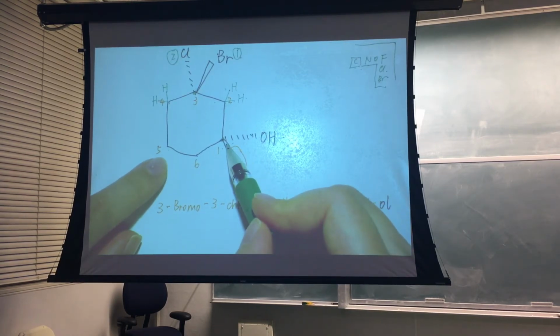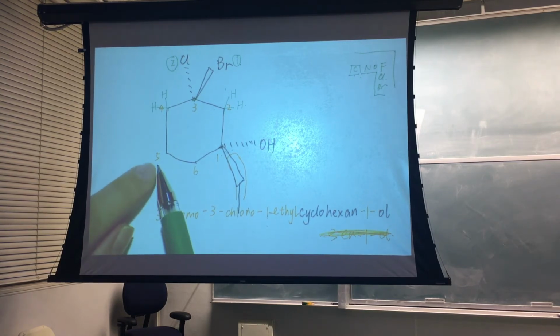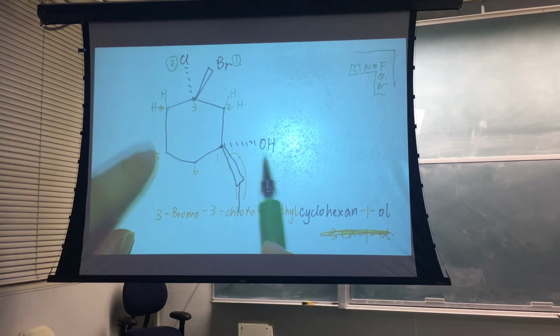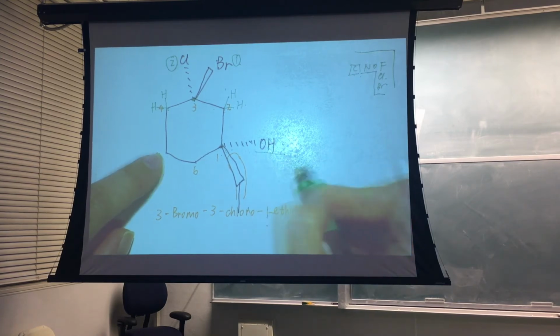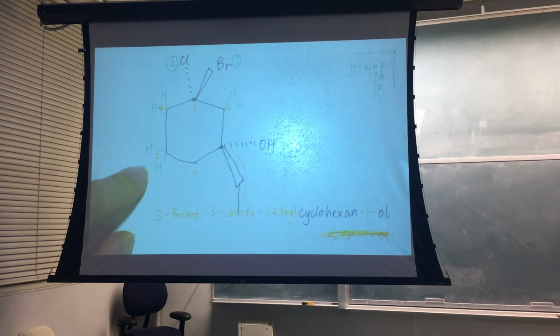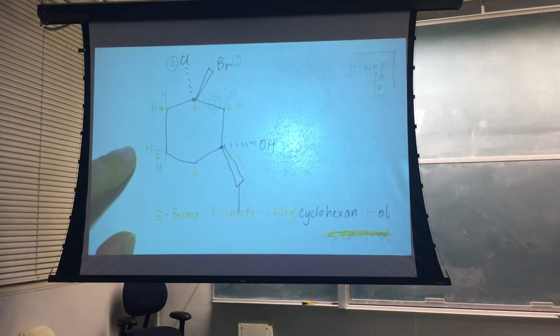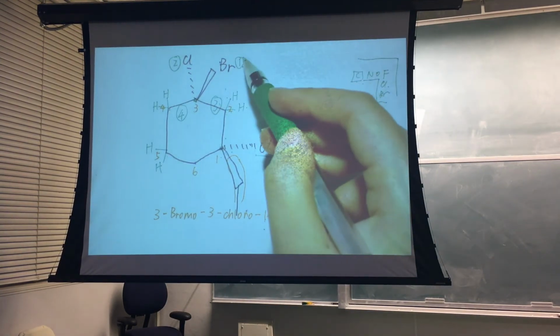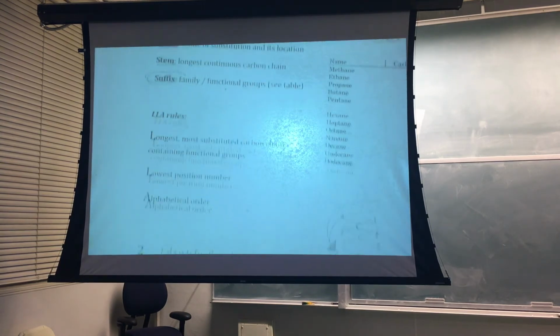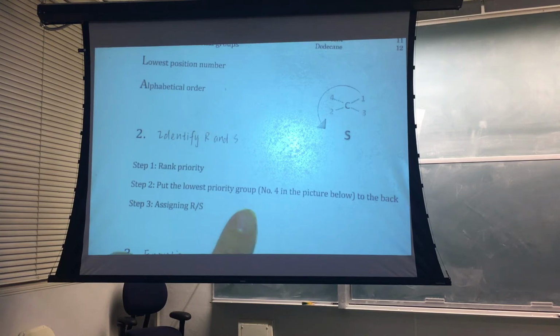When we move on, we are comparing carbon number 1 and number 5. Now we can tell, because carbon number 1 is bonded to something with a higher priority than carbon number 5, which is only hydrogen. So this one wins. So this side is a higher priority, and this is the lowest one. So we just finished the first step, which is to rank the priorities, and then put the lowest priority group to the back.